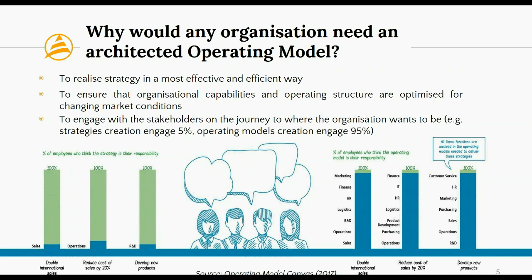In a nutshell, an operating model architected through the architecture of business approach realizes strategy in the most effective and efficient way. This is more than simple process re-engineering or improvement, although it certainly has its place. An optimal target operating model synchronizes organizational capabilities and structures with changing market conditions to ensure organizational response.